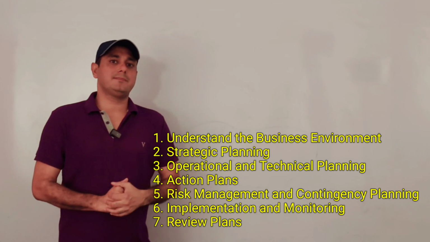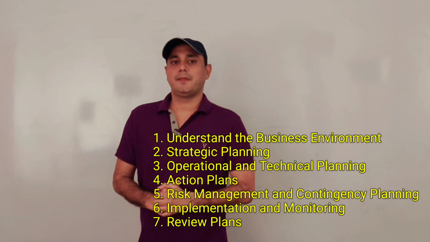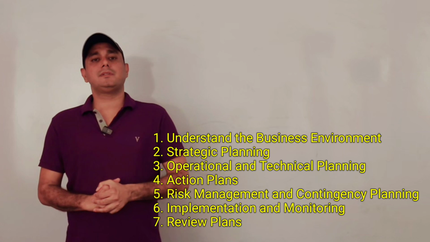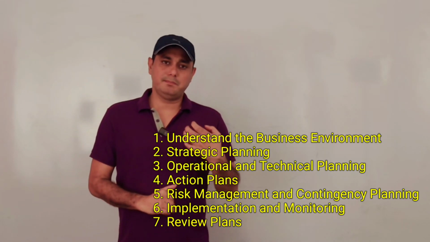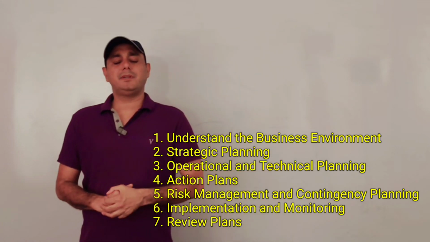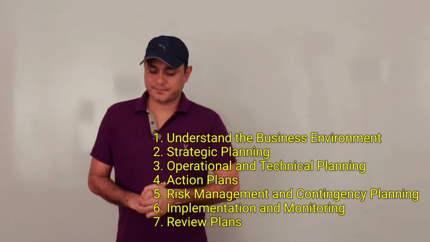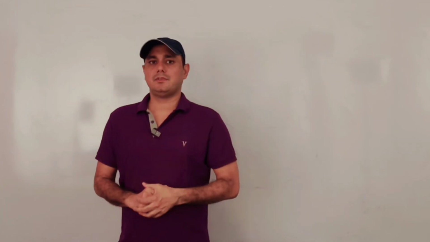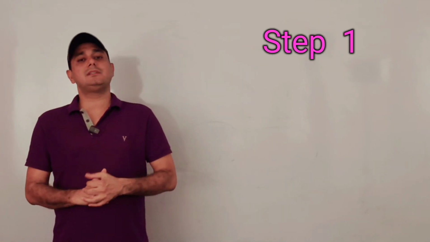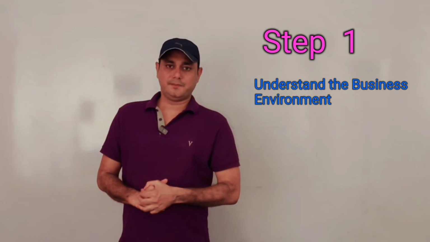The sixth step is implementation and evaluation, or you can say implementation and monitoring. The last step is plans review after the plan has ended. At the end of the planning period, you need to review the plans. So these are the 6 or 7 steps we need to follow during the process of planning. The first and foremost step is to understand the business environment. So what is business environment actually?